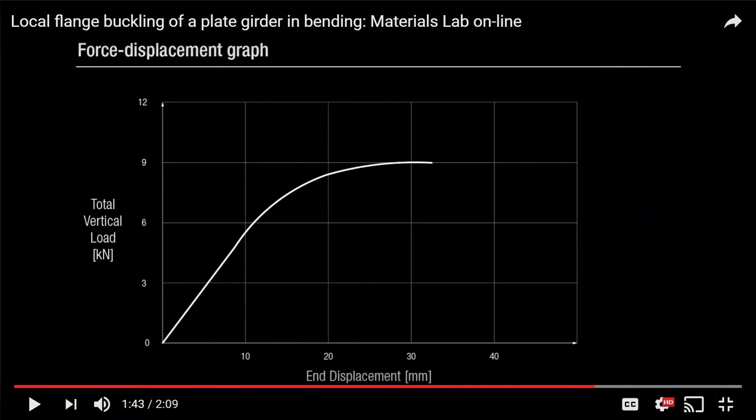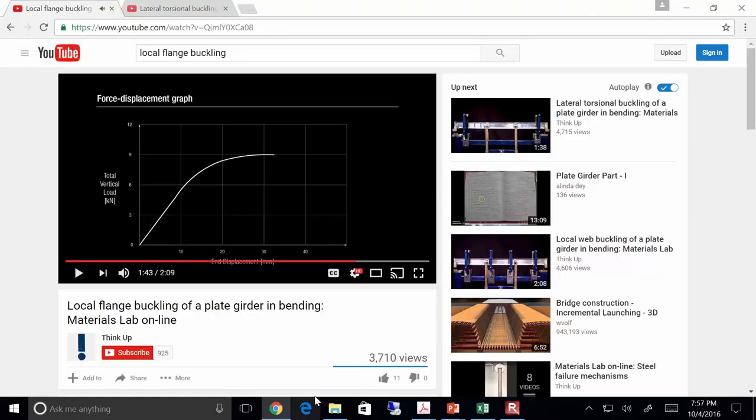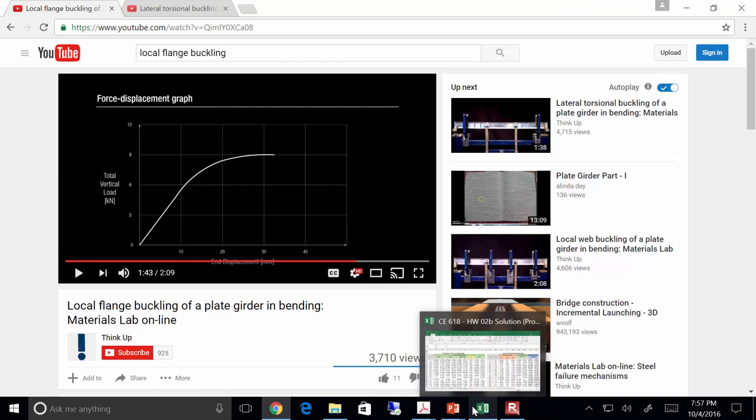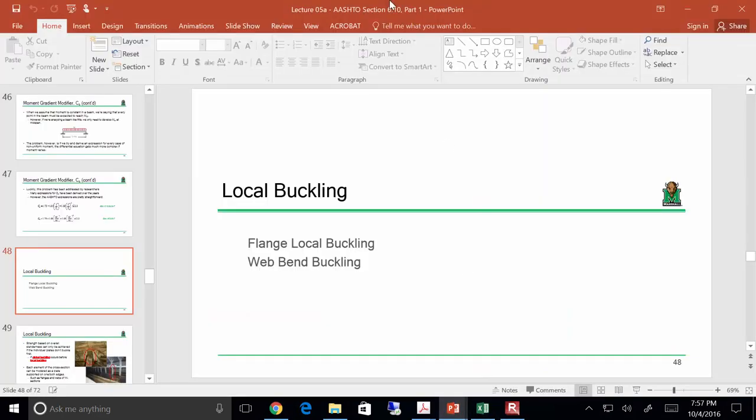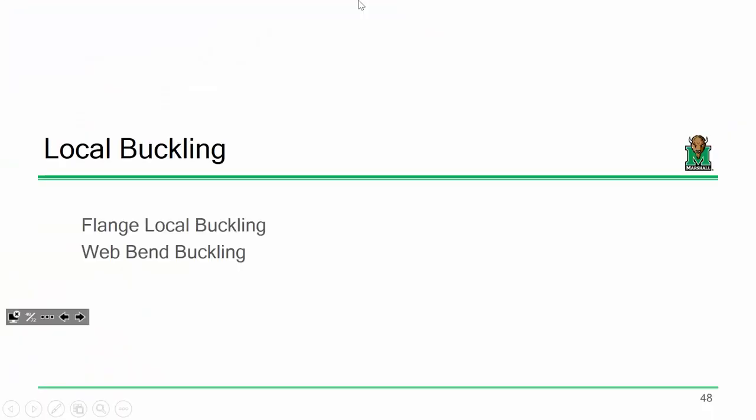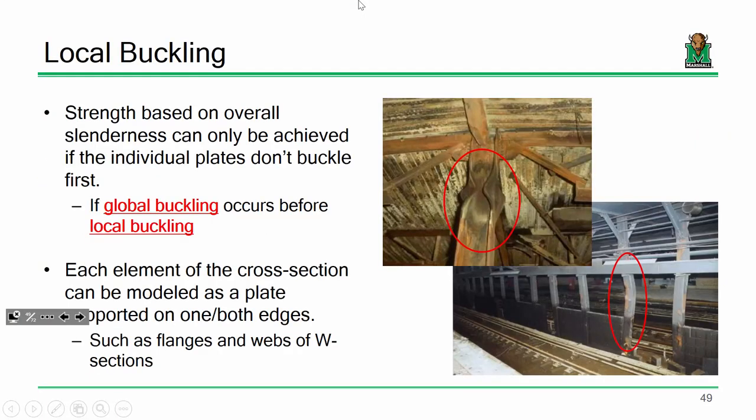All right. So that beam, something different happened, right? It wasn't the whole girder buckling. It was just an individual element. Does that make sense? Okay. This is the idea of local buckling, the idea that the whole girder doesn't buckle, a particular element of this girder buckles.